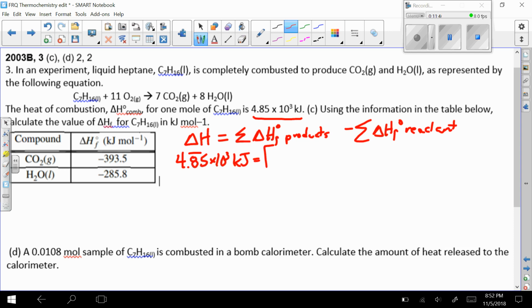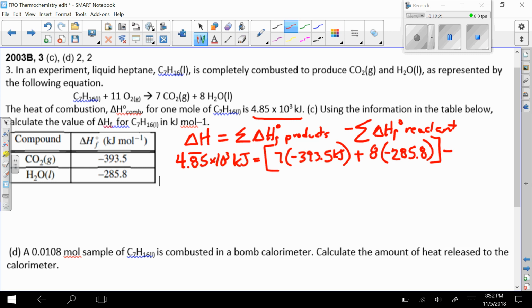And let's look at our products. The sum of formation of the products. Our two products are carbon dioxide and water. If we look at carbon dioxide, we have 7 carbon dioxides, and the enthalpy of formation of the carbon dioxide is negative 393.5, plus the other product is water, and we have 8 waters. So we have 8 times negative 285.8.